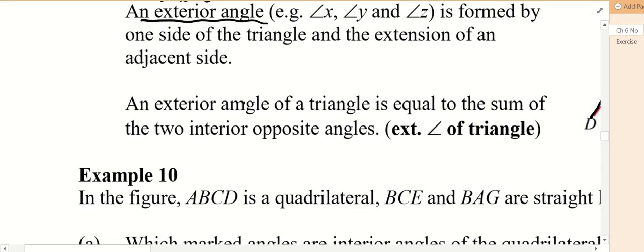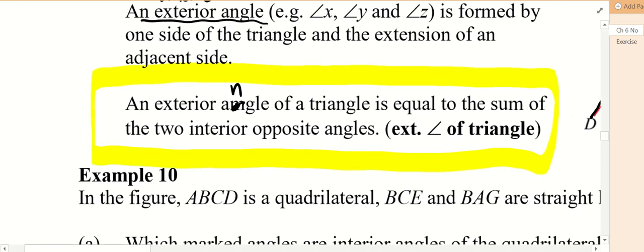An exterior angle of a triangle is equal to the sum of the two interior opposite angles. Let's box this up. This is extremely important. Please put a star here. Now, what does this mean? There's a lot of words here.